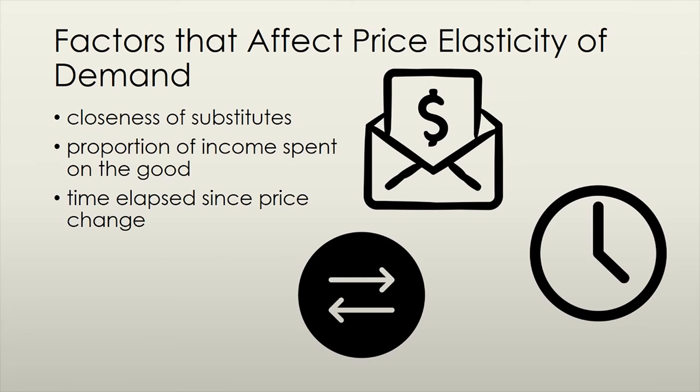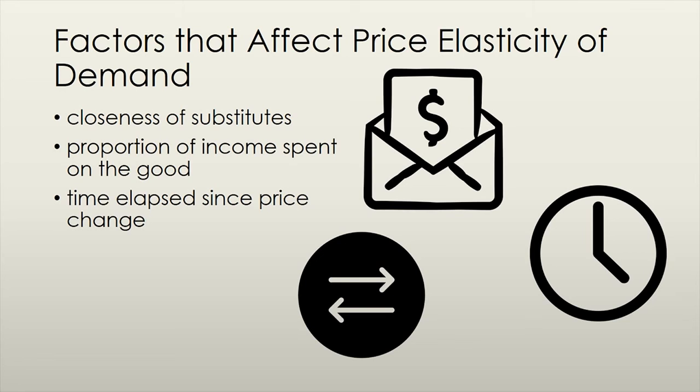I briefly touched on a few factors that can affect elasticity of demand, but I will go over them formally one more time. If a good has a lot of close substitutes, then its elasticity of demand will be much higher. It will be an elastic good. On the other hand, if it does not have many close substitutes, it will be an inelastic good. Another factor is the proportion of income spent on the good. If a high proportion of income is spent on that good, then it will be a fairly elastic good. If a low proportion of income is spent on a good, then it will be a fairly inelastic good.